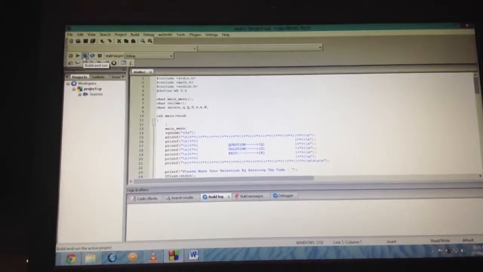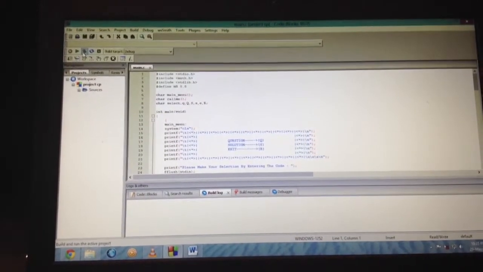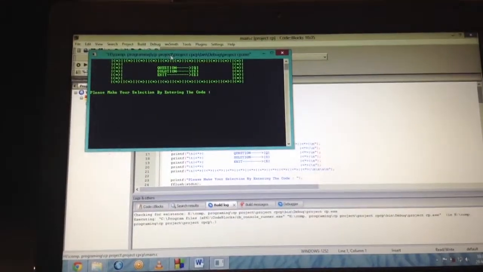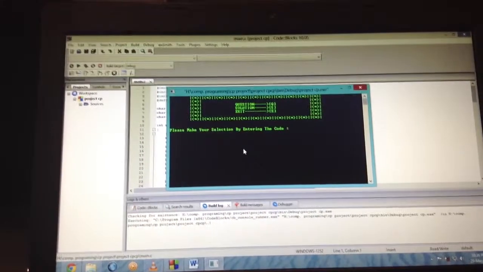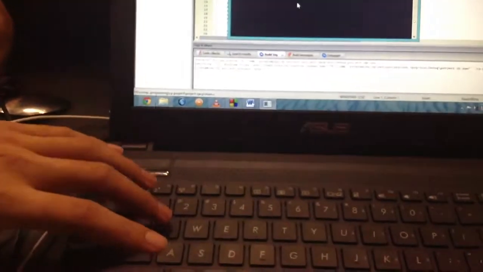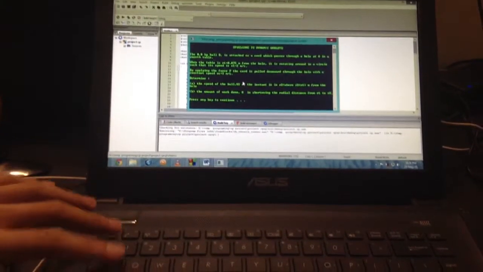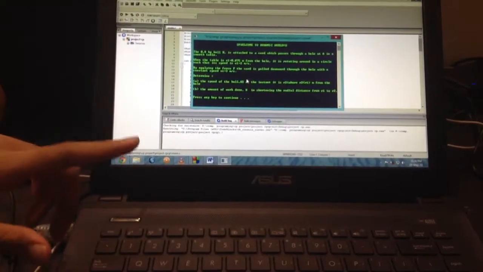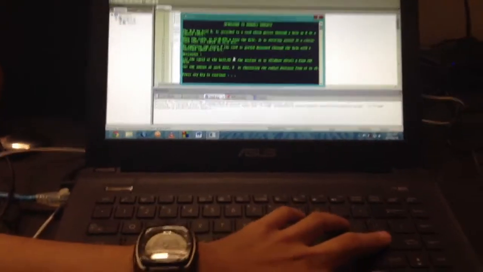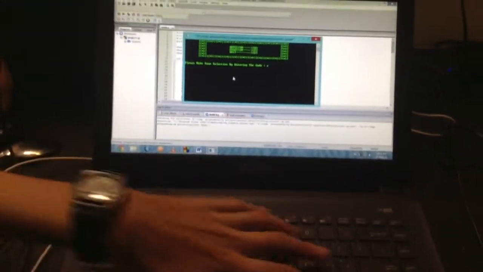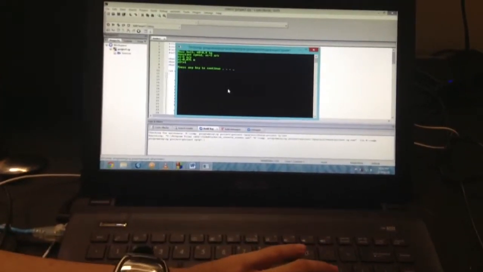Okay, this is our Codeblocks. When we press run, it will come up like this. When you press Q, it will go to a question. You can see the question there, and press any key to continue. Then we can go to the solution by pressing S and pressing enter.